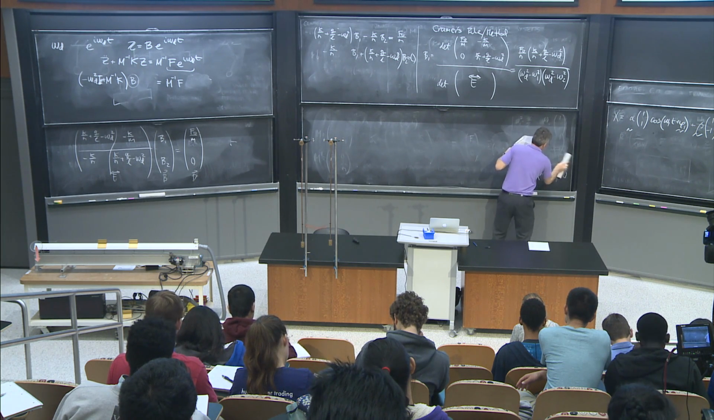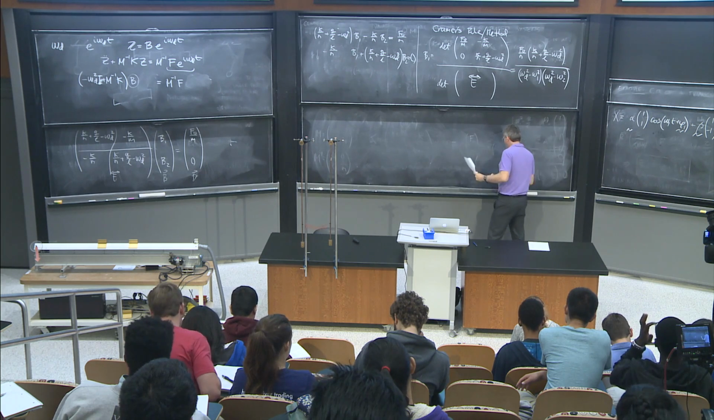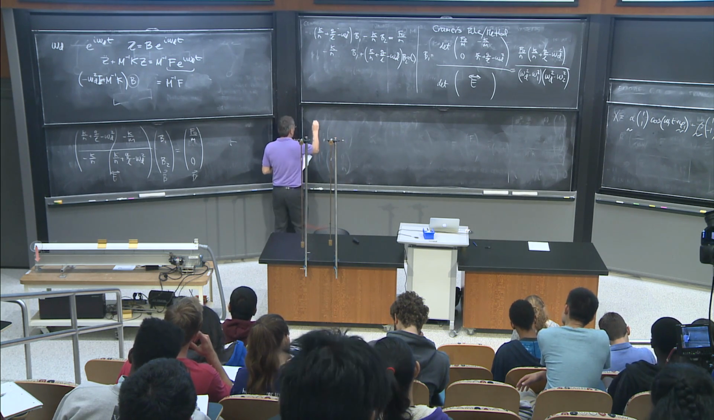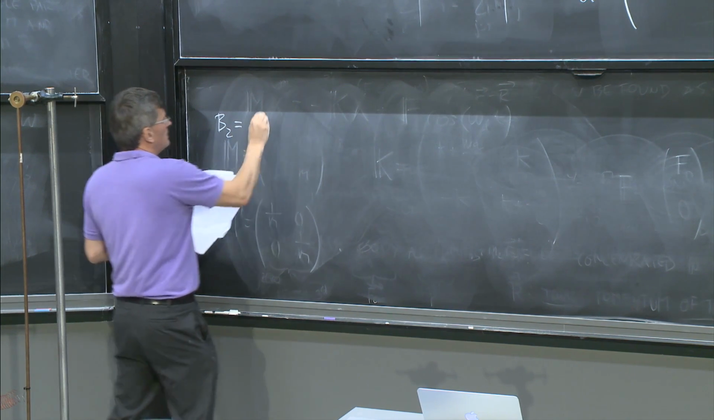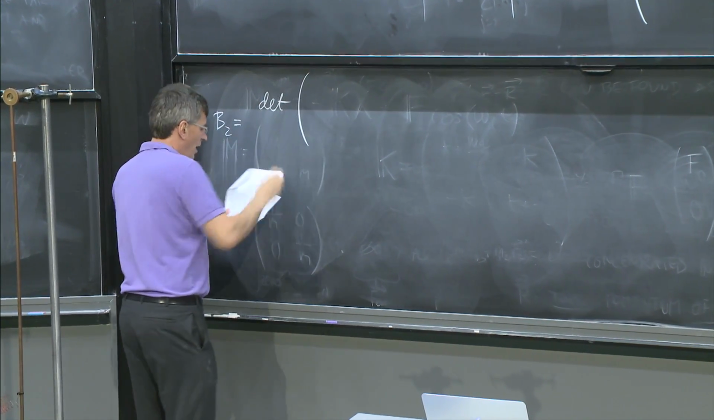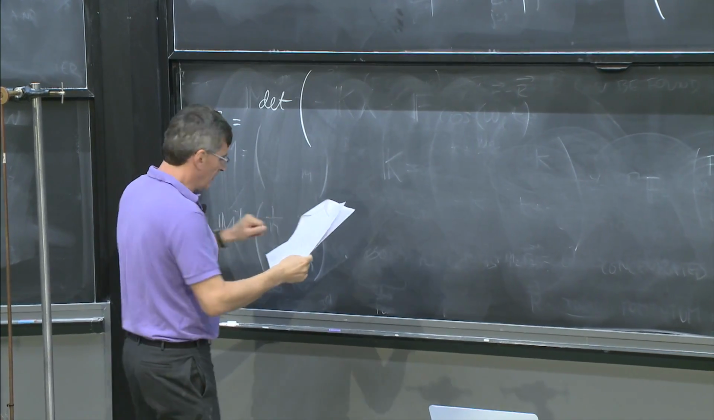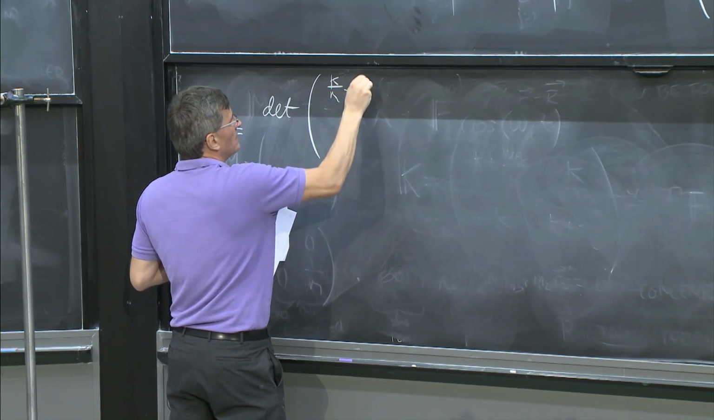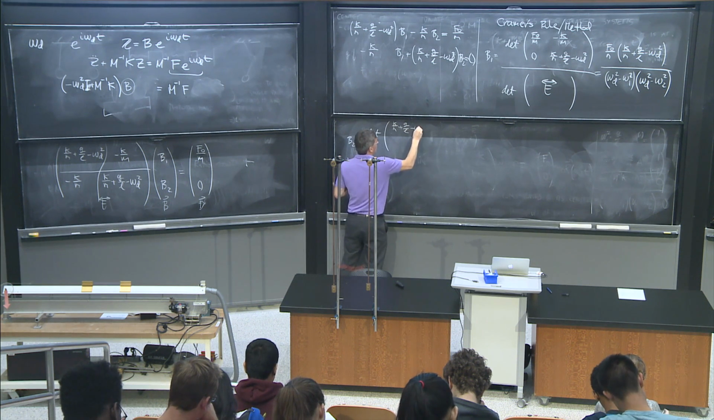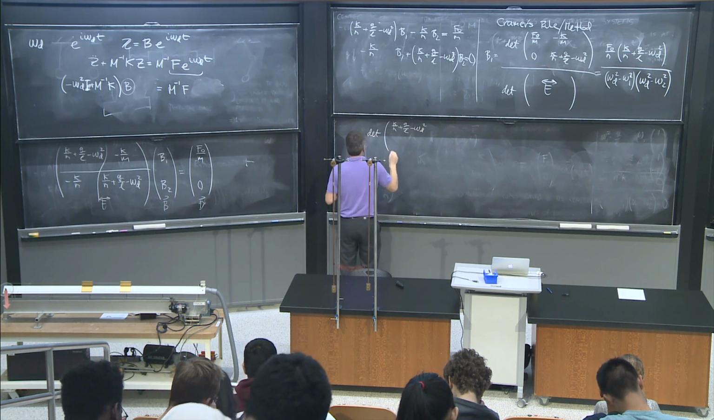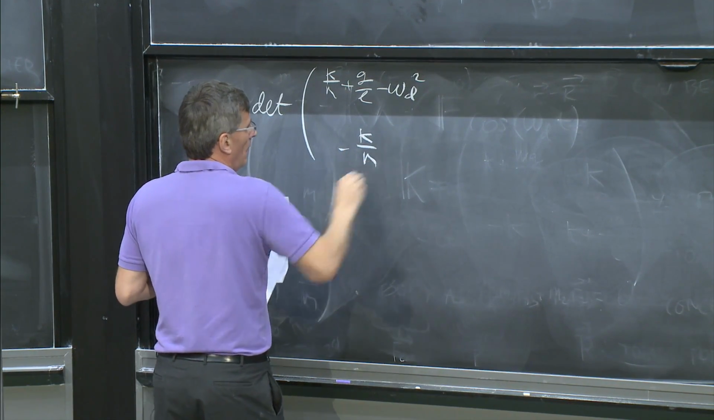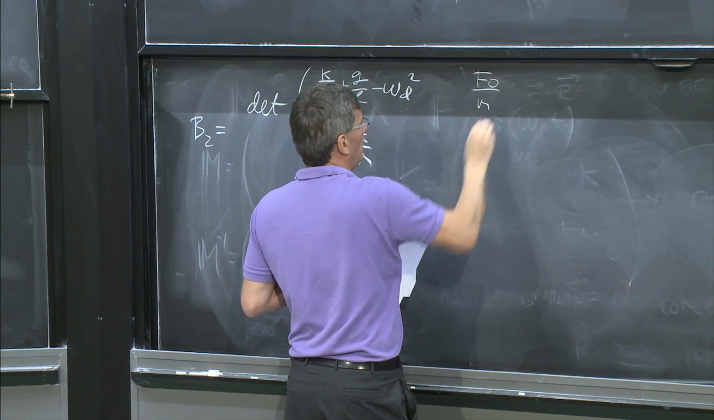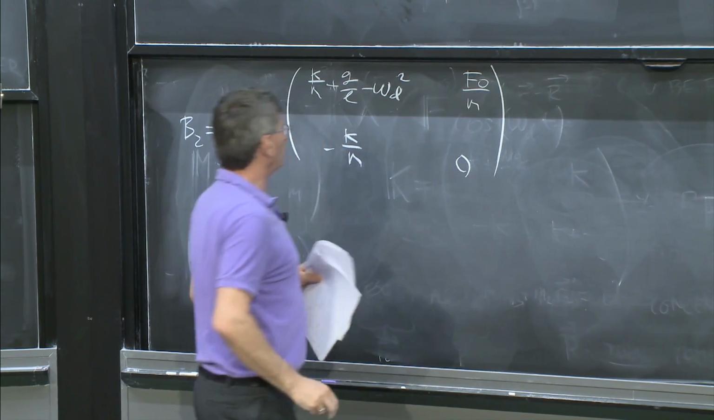And I'm not trying to prove anything. I'm not trying to derive anything. I'm just using it. And I'll show you a nice slide where this is summarized. So B2 is the determinant of, I keep the first column, K over M plus G over L minus omega d squared, minus K over M. That's the first column. And I'm plugging in F0 over M here and 0 here.